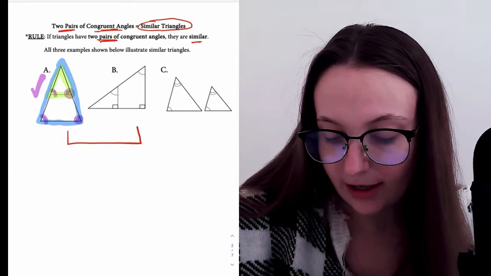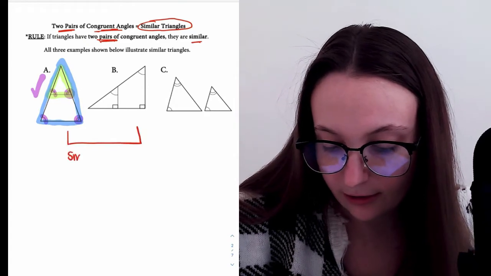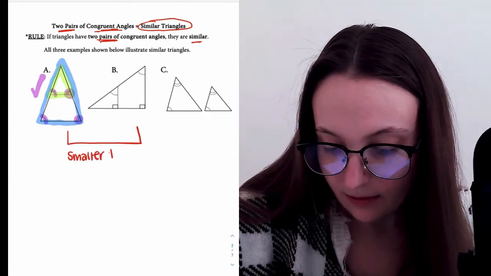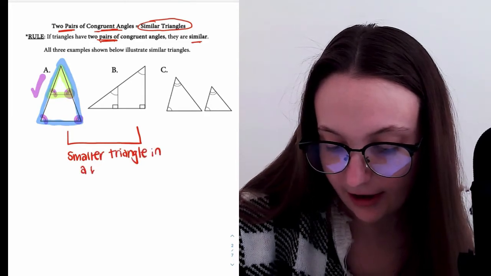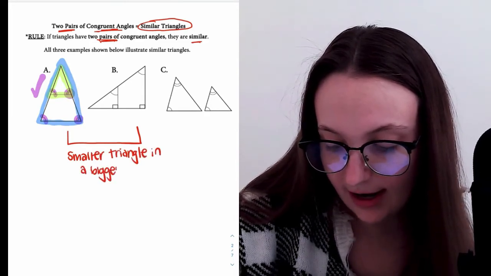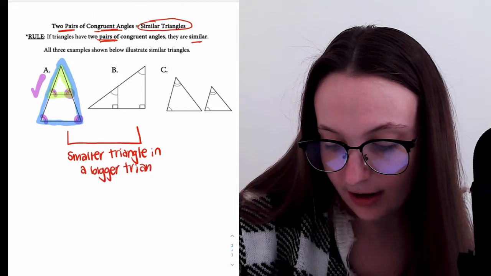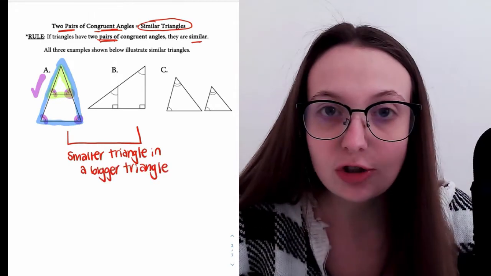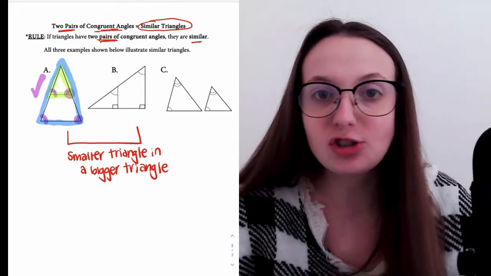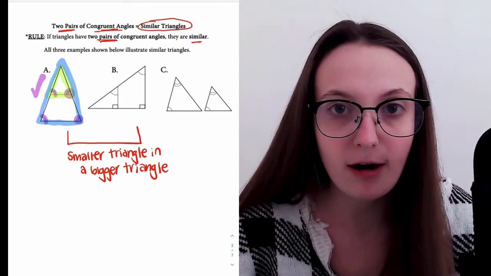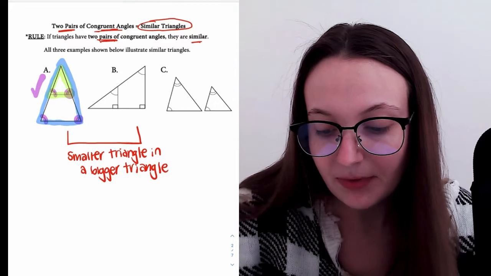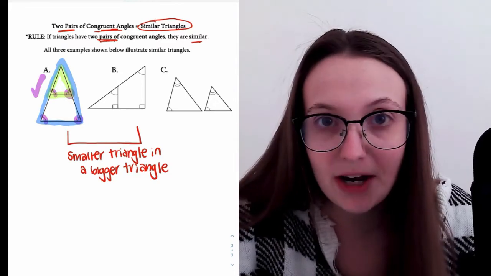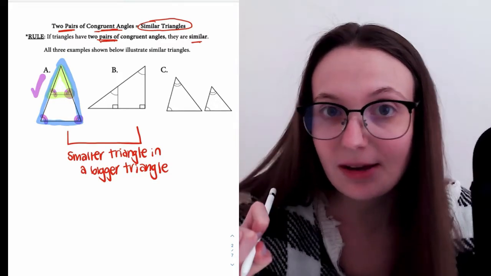So if you notice right here, we have one smaller triangle in a bigger triangle. So I would say 99.9% of the time, seeing a smaller triangle within a bigger triangle, that should be screaming, the alarm should be going off that we're dealing with similar triangles. That's very, very commonly the case. So when you see a baby triangle and a bigger triangle, you should be thinking similar triangles.